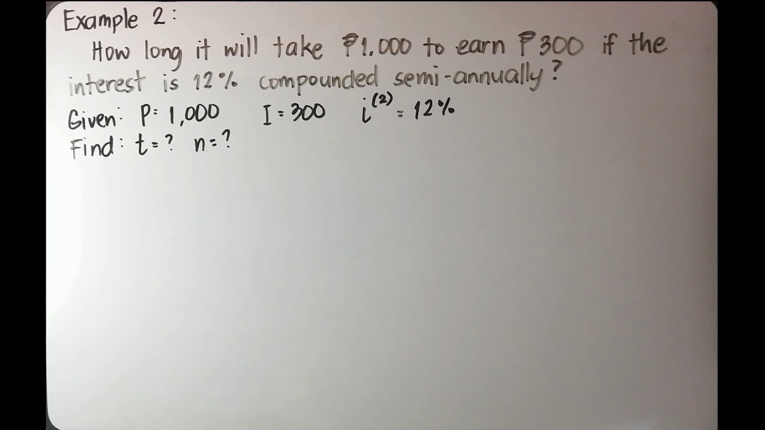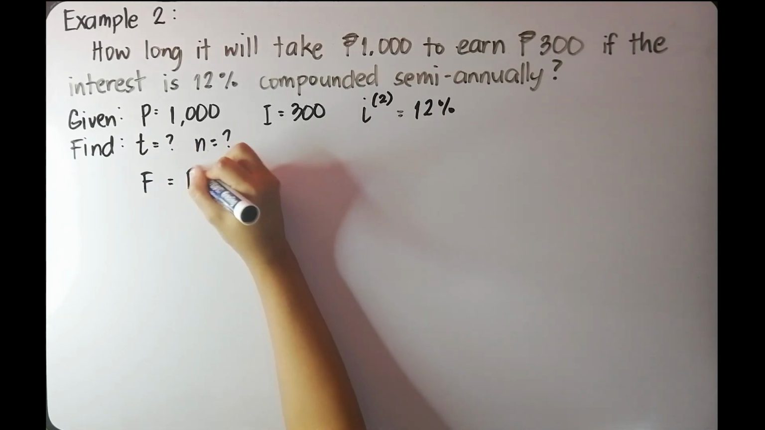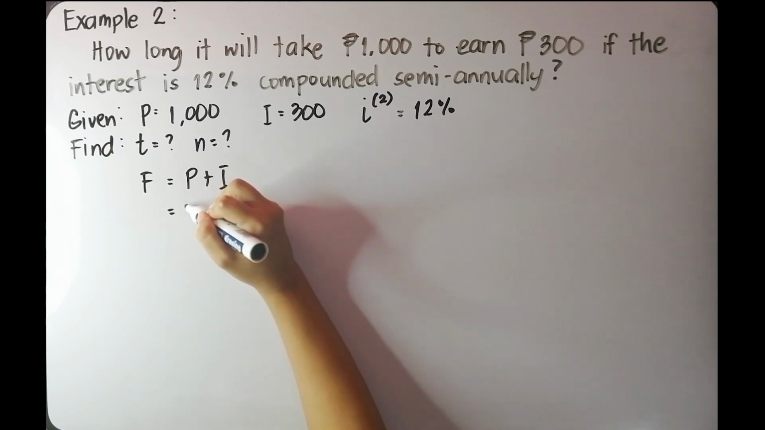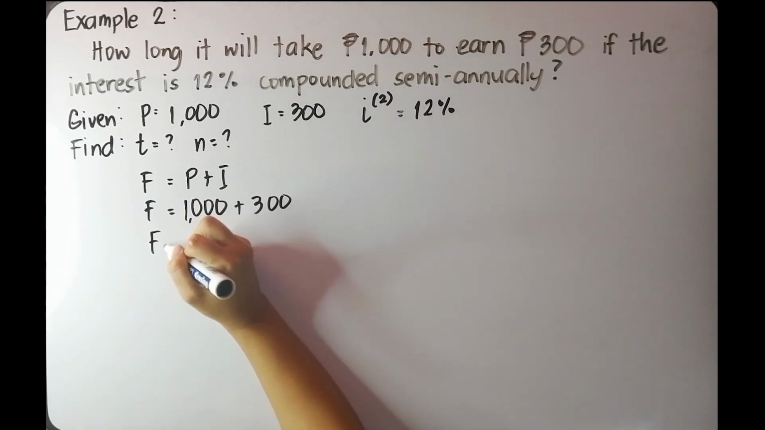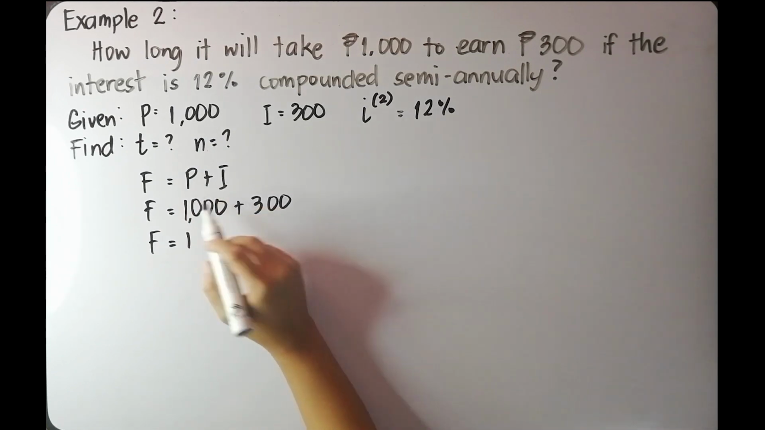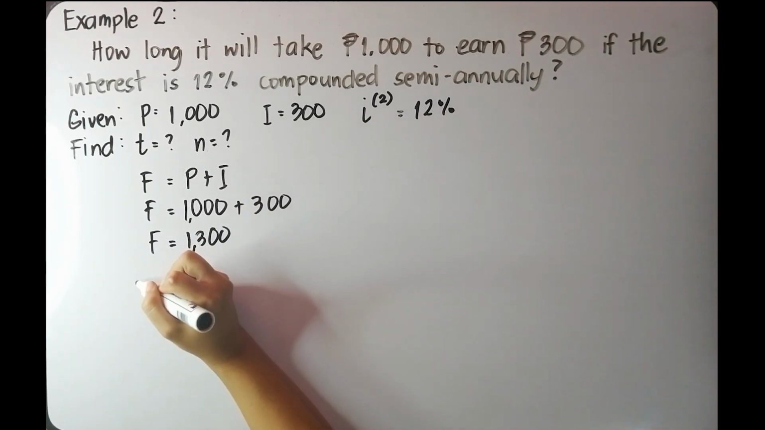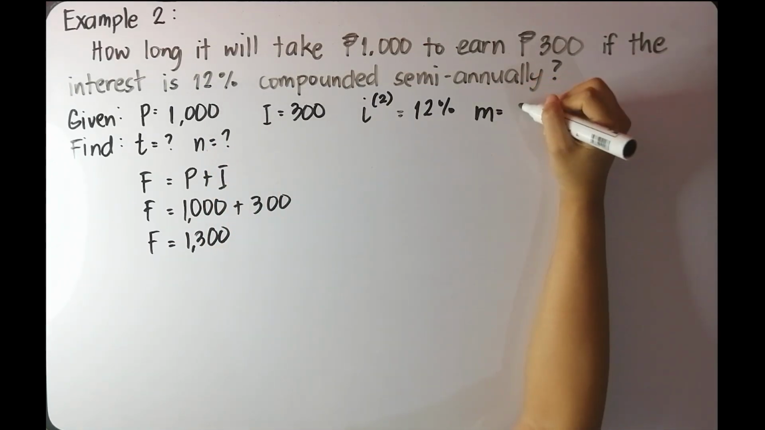So in this problem, we have a given interest amount. Our compound interest is 300 pesos. From our previous discussions, we know that the compound maturity value equals the principal value plus the compound interest. So we have here the future value, which is 1,000 plus 300, that is 1,300 pesos. So let's substitute the values of F, P, I, and of course our m, which is 2.